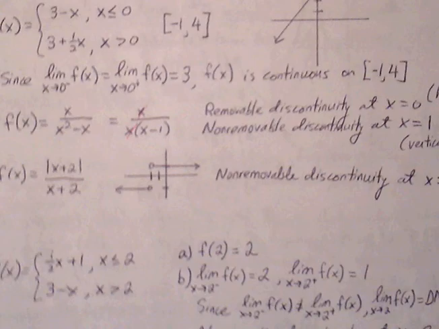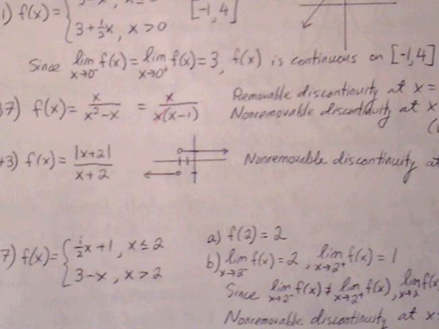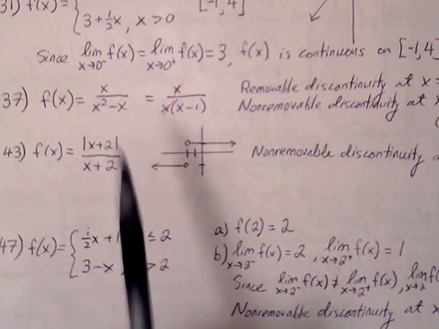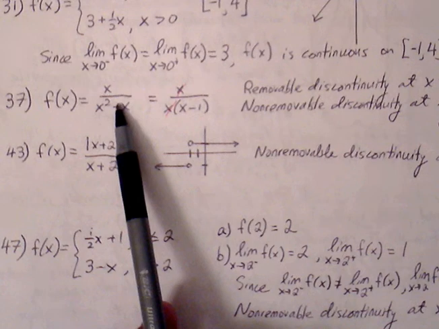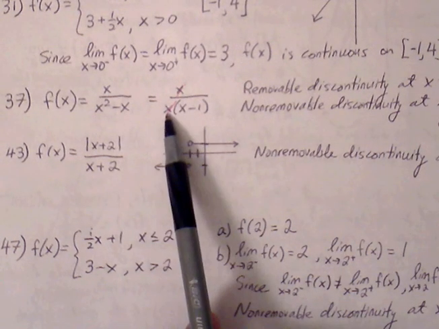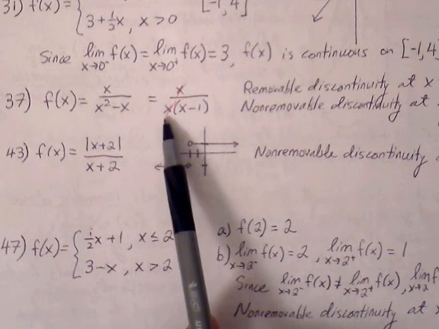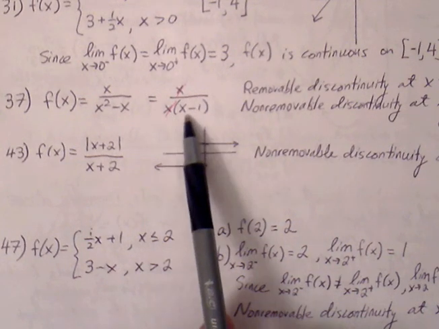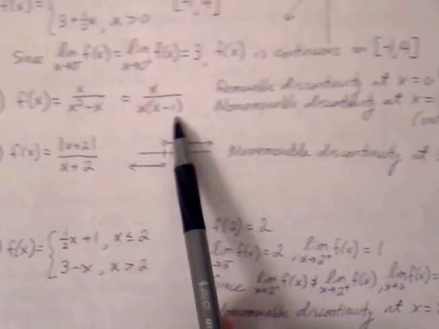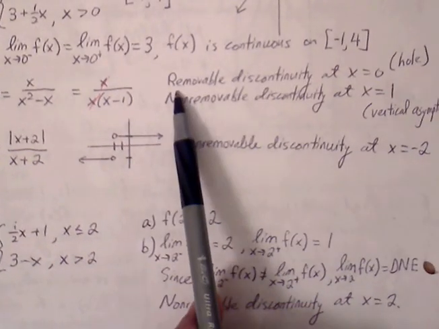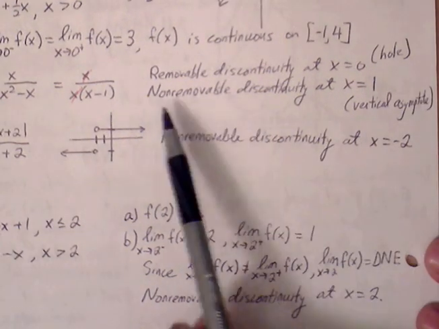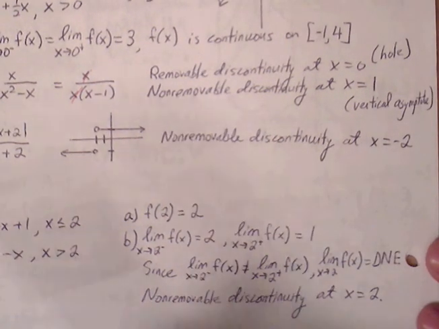Okay, 37. Trying to determine what type of discontinuity we're going to get. So if we look at this, we can factor the denominator. We get x times x minus 1. The x's cancel out. We know that there's going to be a hole at x equals 0. And we know there's going to be a vertical asymptote at x equals 1. So the hole means we have removable discontinuity at 0. The vertical asymptote means we have non-removable discontinuity at x equals 1.